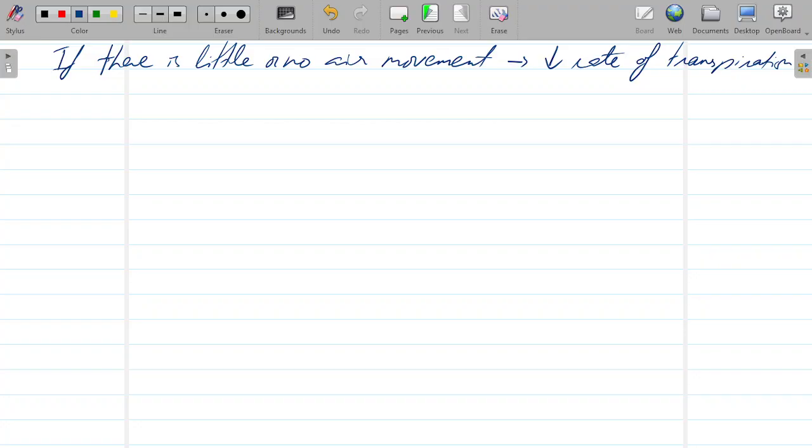Yes, Hara? Can you repeat that again? If there is little or no air movement, then the rate of transpiration will be decreased. Can you tell me why that is? Because of humidity? Well, not because of humidity in the sense of the saturation of water vapor in the air itself, but because water vapor will be concentrating around the leaf. So you could say that the air around the leaves will become humid, if you want to use that term.